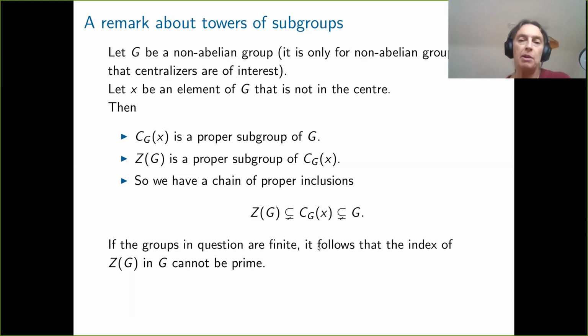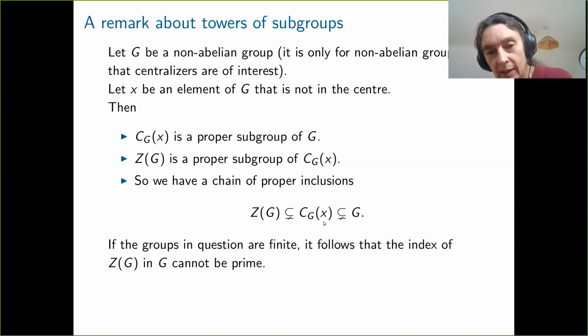And the final comment about that is that if we're in a situation where the groups in question are finite, then there's another ingredient here. We can apply Lagrange's theorem. So if G is a finite group, then the center of G is a subgroup of the centralizer of X. That means the number of elements in the center of G is a divisor of the number of elements in the centralizer of X. And the quotient is not 1, because these two numbers are not the same. It's a positive integer greater than 1.